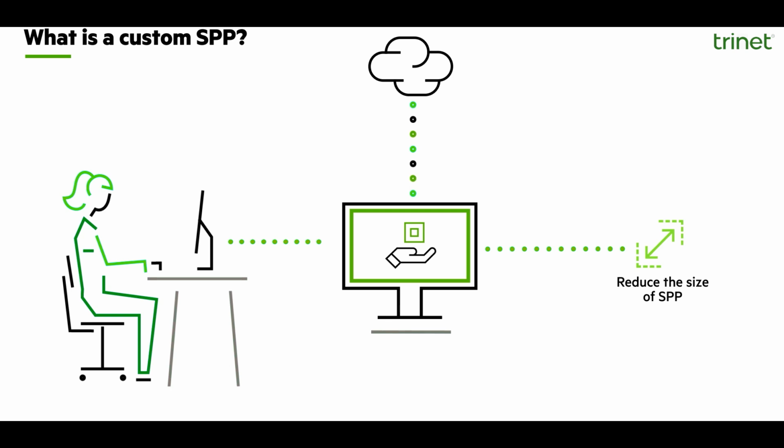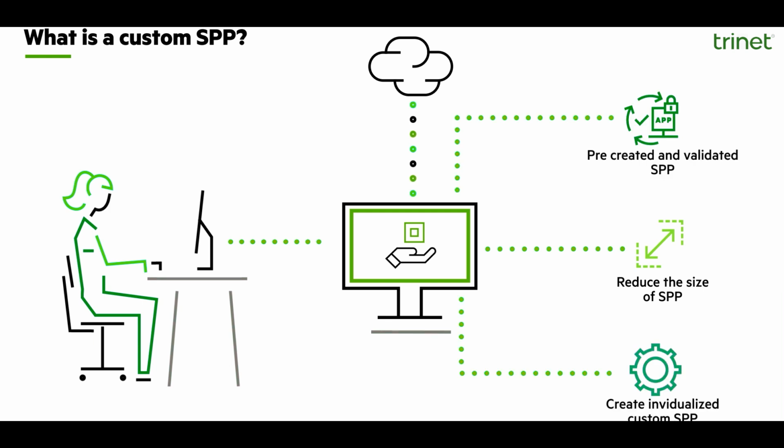For example, firmware, driver, and system software updates for all HPE ProLiant DL servers running Windows 2012. Pre-created and validated SPPs, or create an individualized custom SPP based on your specific needs. For example, firmware updates for ProLiant DL380 Gen 11 servers.